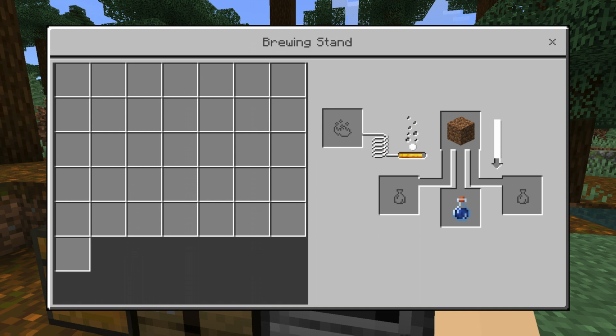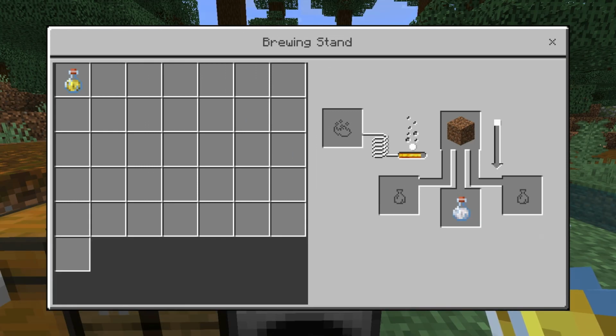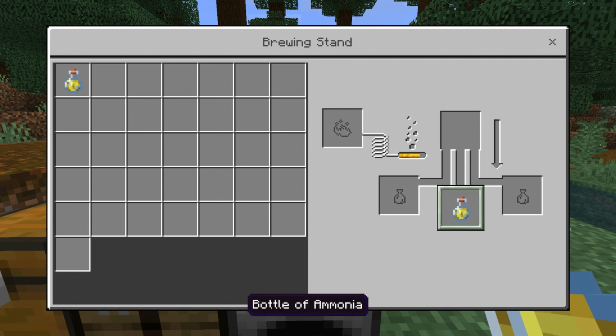Now, getting nitrogen compounds from dirt is typically more complicated in real life, but then again, remember, this is Minecraft. This is as accurate as it can get. You can also get ammonia by using the same method, but instead of using water, we're using potassium chloride. And again, as accurate as it can get.